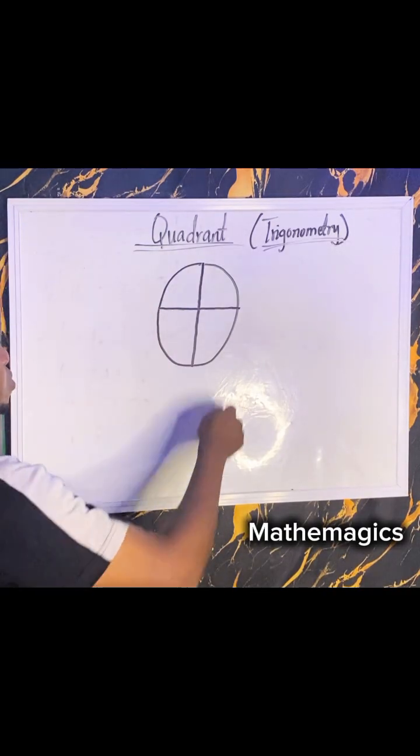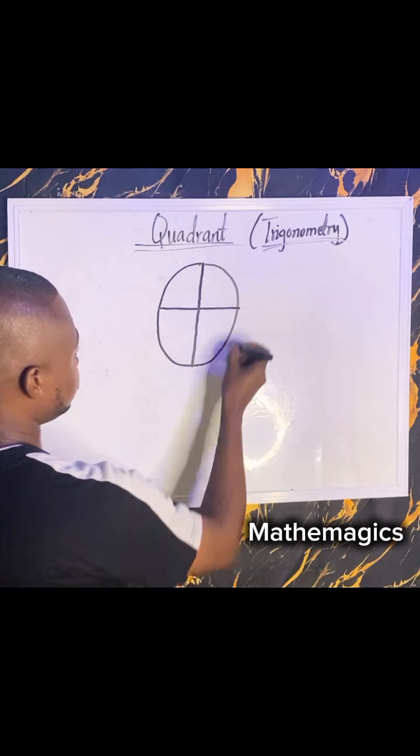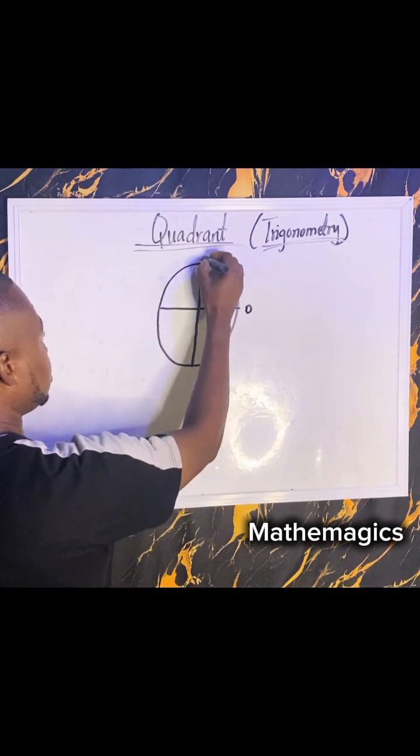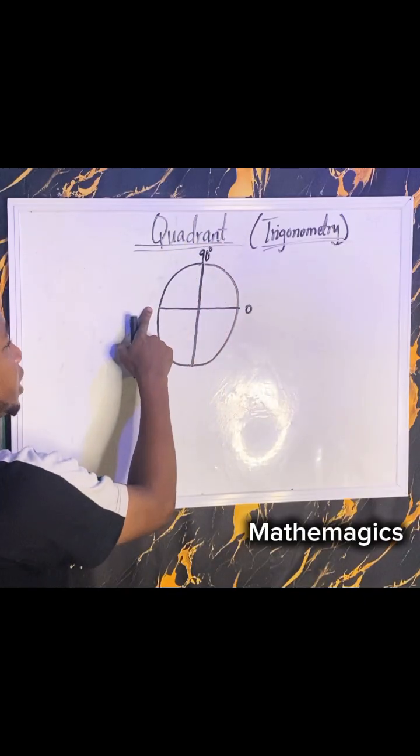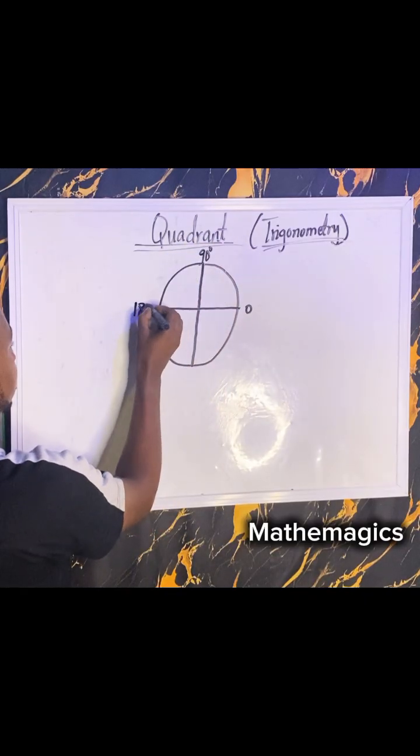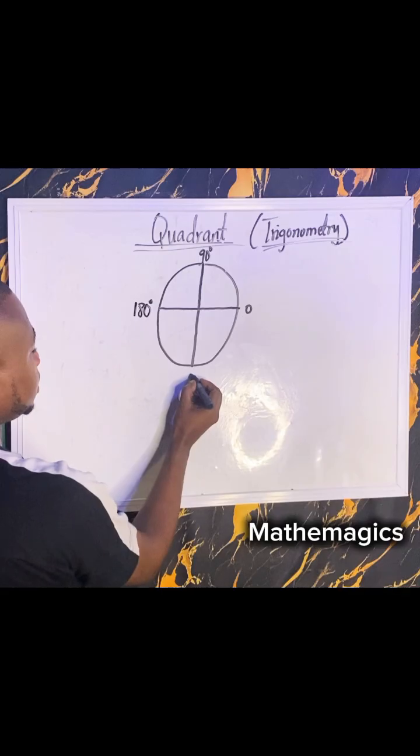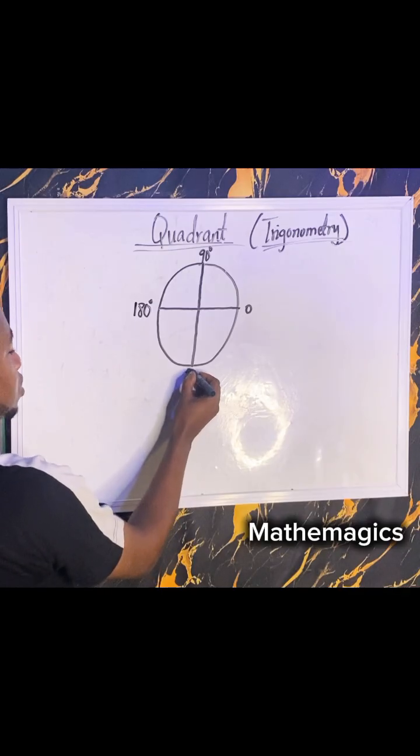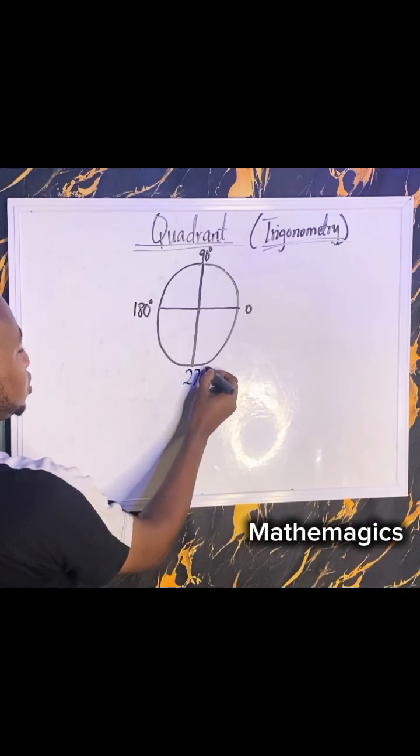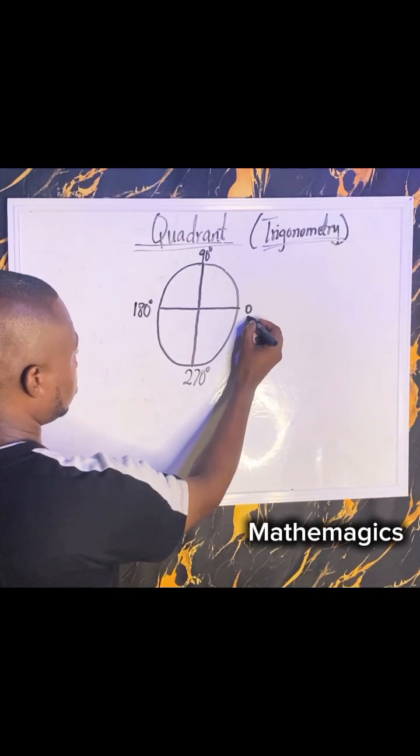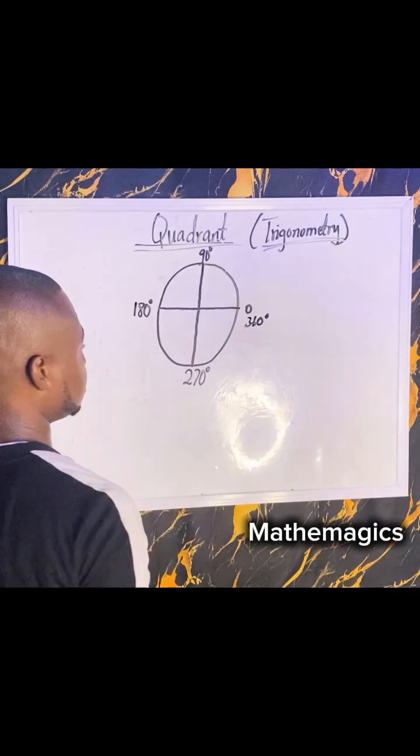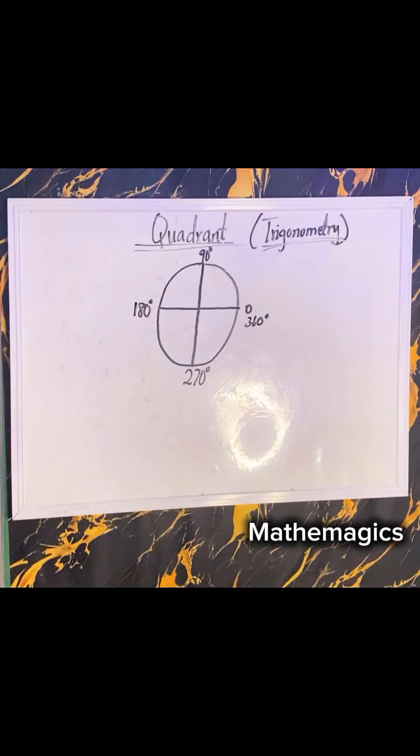So you count from here, which is your 0, then to this place you have your what? 90 degrees. Then moving here, add 90 to 90, you have 180 degrees. Moving down here, add another 90 to it, you have 270 degrees. Then to complete its revolution, here becomes what? 360 degrees. So this is what a quadrant is.